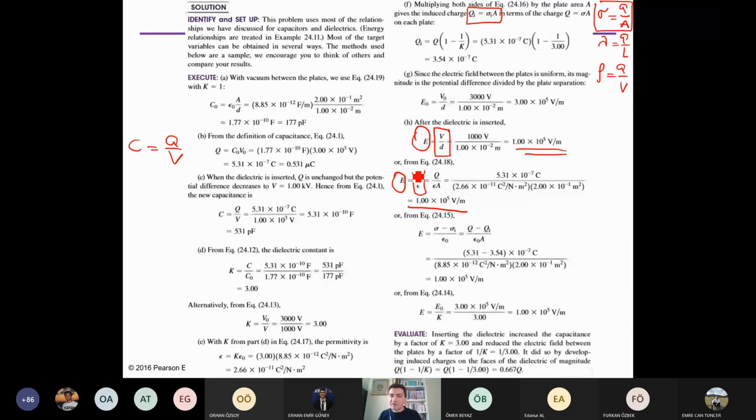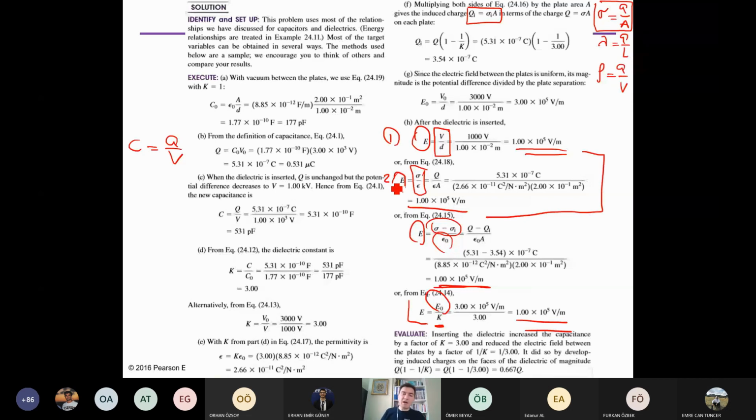Or you can calculate the final electric field by using this relation, final surface charge density over epsilon 0, okay? Then you can also get this number. Or you can also calculate the electric field by using this formula, initial electric field over K, the dielectric constant. Then again, you will get 1 times 10 to the 5 volt per meter. So how many methods? 1, 2, 3, 4 methods to calculate the final electric field. Okay.